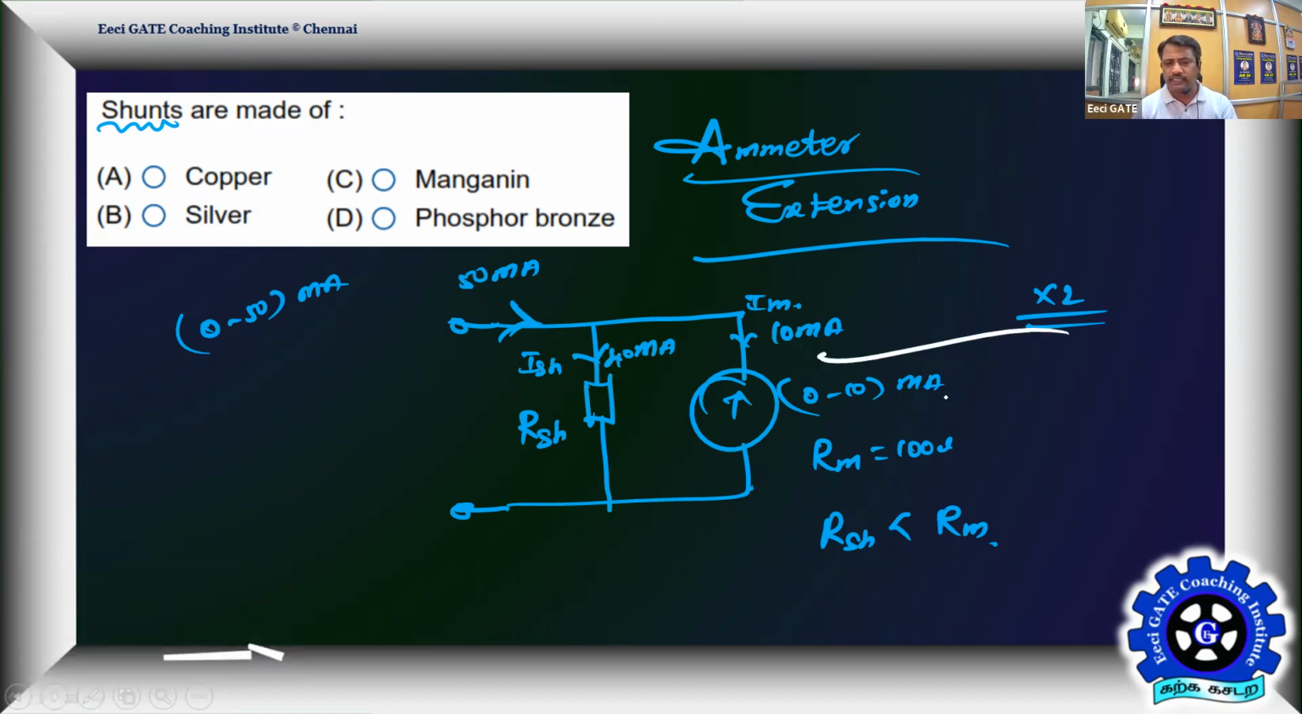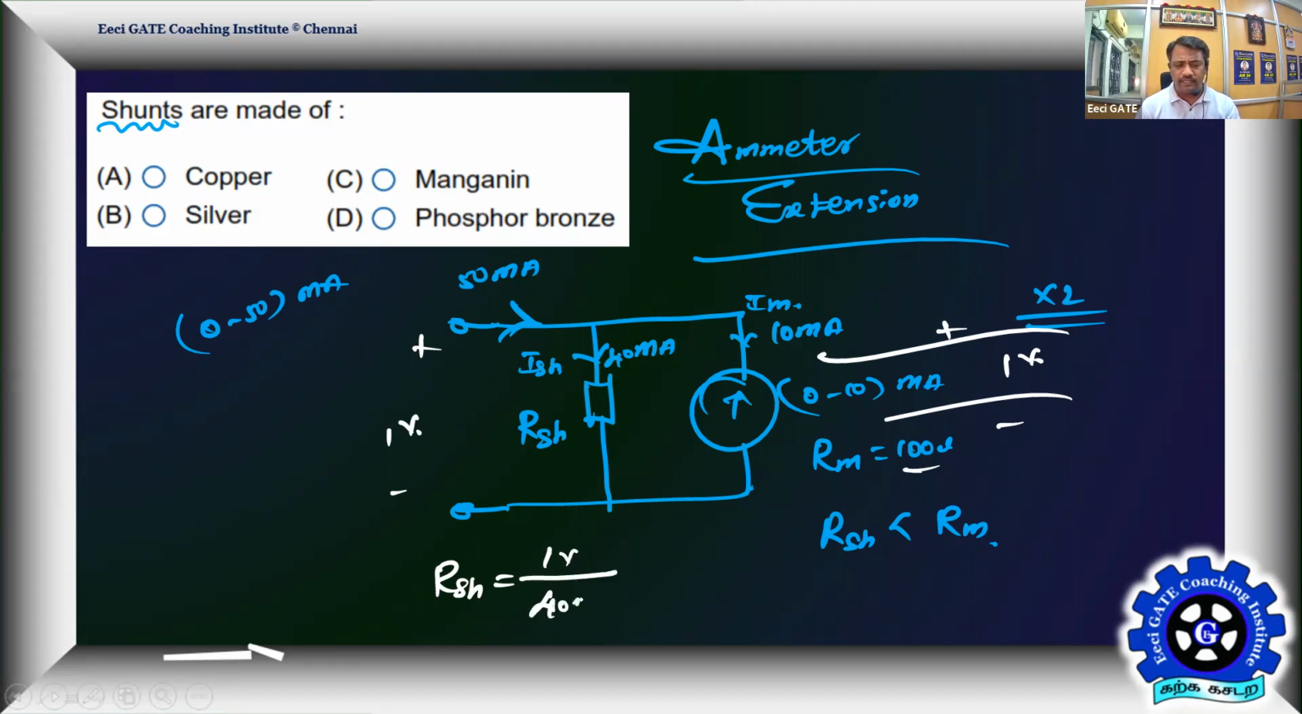So what is the voltage across this? 10 milliamps at full scale across 100 ohms will make 1 volt. Therefore the voltage across R shunt also is equal to 1 volt. That's how we can go for the shunt resistance. By sensing 1 volt, it has to bypass 40 milliamps, when the full scale input current is 50 milliamps. So it's going to be 1000 divided by 40 ohms. 1000 by 40 will be 25 ohms.